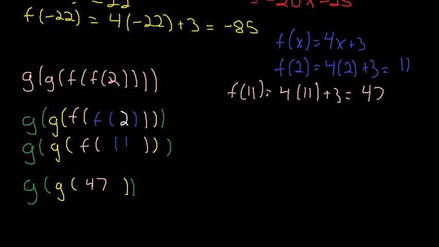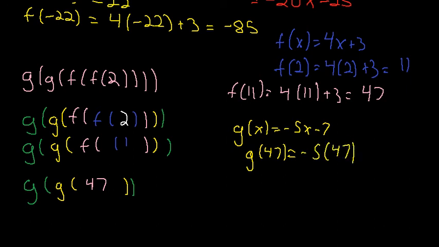We've got to figure out what g of 47 is. Well, g of x is negative 5x minus 7. So our g of 47 would equal negative 5 times 47 minus 7. Negative 5 times 47 is negative 235. So negative 235 minus 7 gives me negative 242. Again, going back here, I can see that I'm now trying to figure out what g of negative 242 is.